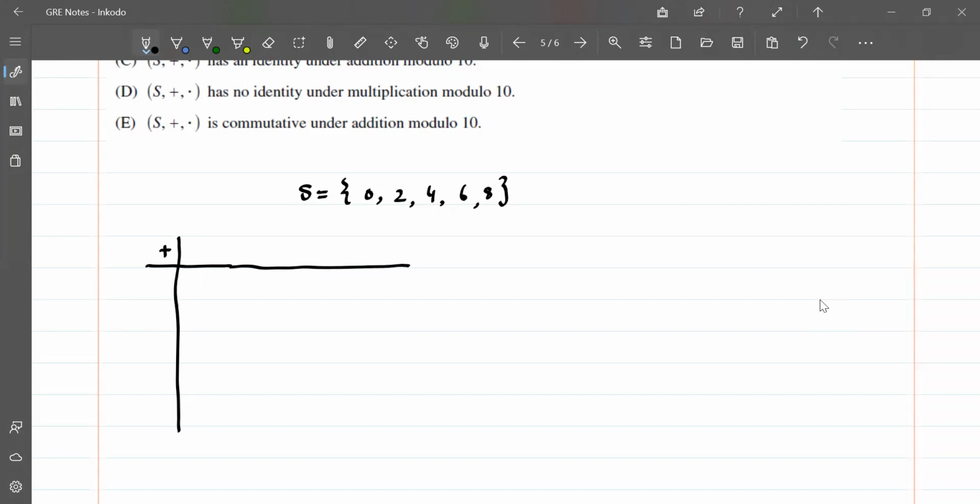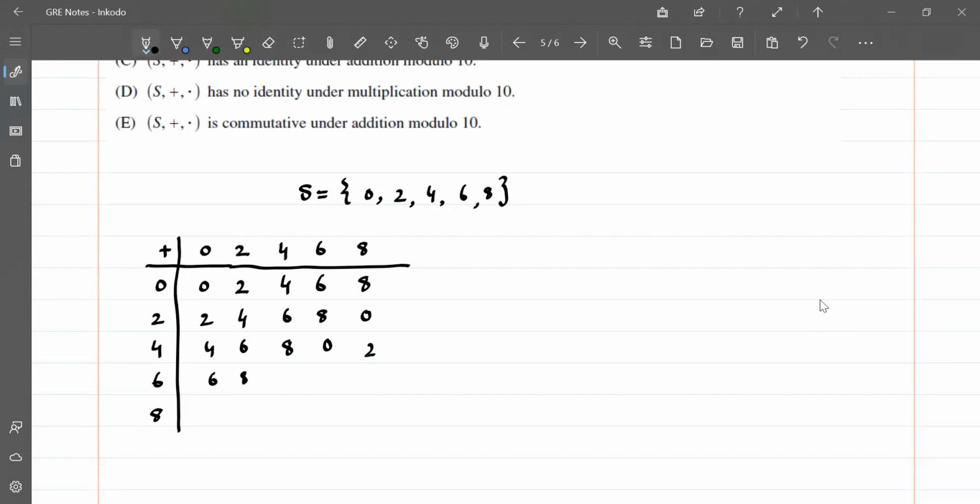Under addition, here we have 0, 2, 4, 6, and 8, and here we have 0, 2, 4, 6, and 8. 0 plus 0 is 0, 2 plus 0 is 2, 4 plus 0 is 4, 6 plus 0 is 6, 8 plus 0 is 8. Then 2 plus 2 is 4, 4 plus 2 is 6, 6 plus 2 is 8, 8 plus 2 is 10, and because we are doing this operation under modulo 10, we have 0. Then we have 4, 6, 8, 0, and 2, then 6, 8, 0, 2, and 4, then 8, 0, 2, 4, and 6.